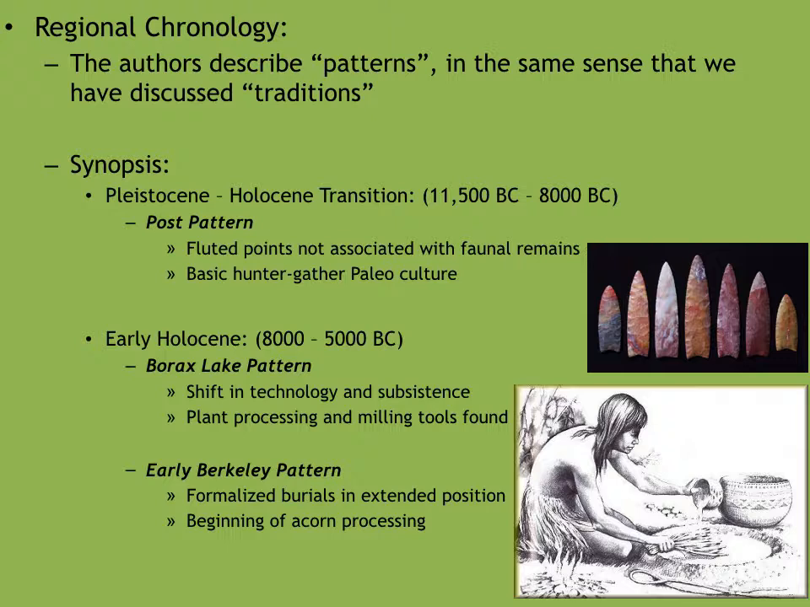So the very earliest type of pattern that we see existed from that Pleistocene to Holocene transition, so from the Paleo period to the Archaic. And this is where we see fluted points not being associated with faunal remains, and the basic hunter-gatherer paleo culture. Moving into the early Holocene or the early Archaic period, this is where we see the Borax Lake pattern, which we've talked a little bit about before. This is where we see the first shift in technology and subsistence. This is when plant processing and milling tools are first found. So this is important because we see a shift in subsistence when we see new groundstone. And then the early Berkeley pattern, we see formalized burials in extended positions, and this is the beginning of acorn processing. So as early as the early Archaic, they are beginning acorn processing, which is pretty important.